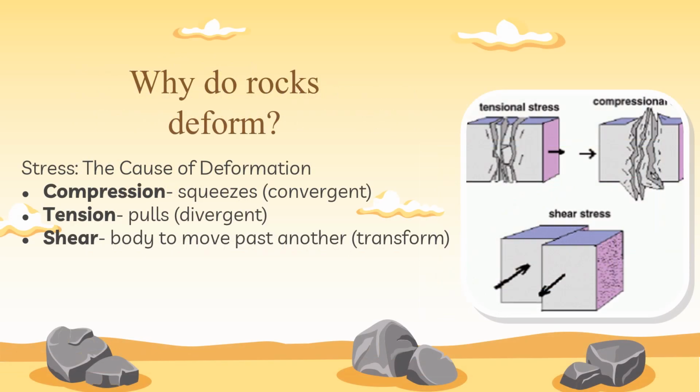And why do rocks deform? In stress, the cause of deformation, under these are compression, tension, and shear. In compression, it squeezes a rock mass, or convergent. In tension, it pulls apart rock bodies, or divergent. And shear causes one part of a rock body to move past another, or transform. In the figure, it shows the rock's deformation.